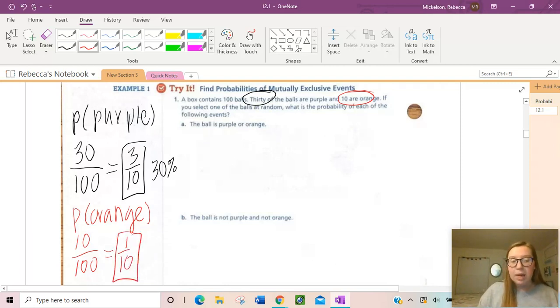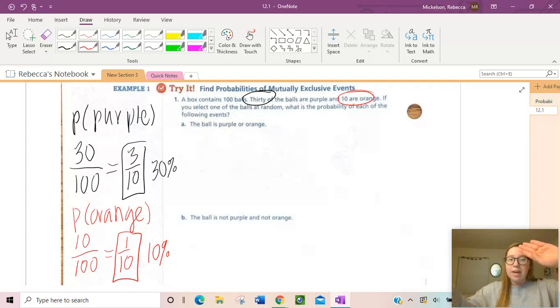I like keeping my probabilities in fraction form, but we also could say that 1/10 is 10%. So that is our general level probability: what we want to happen divided by as many possibilities as there are total or possible. But we can raise the bar a little bit like we normally do. If we look at part A, it says the probability that the ball is either purple or orange.